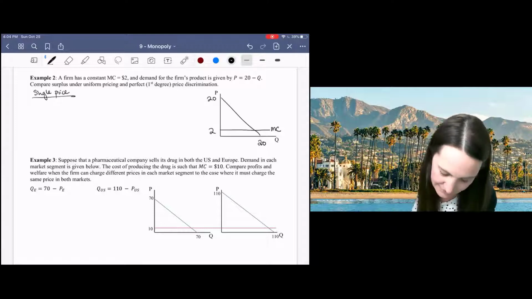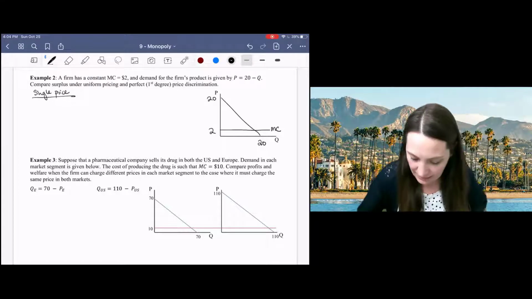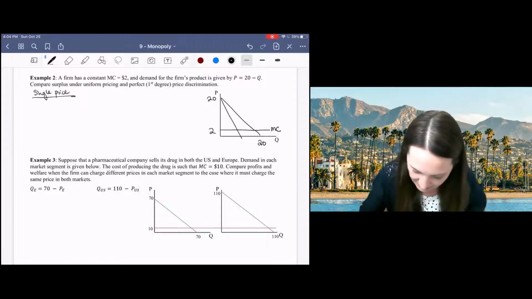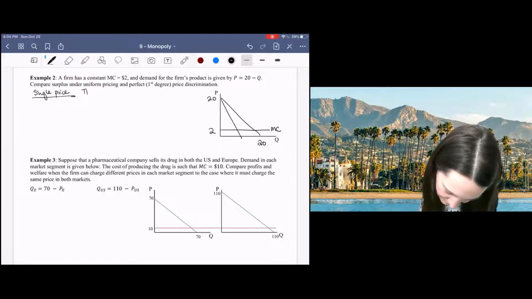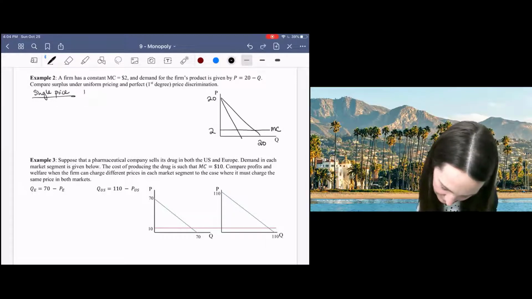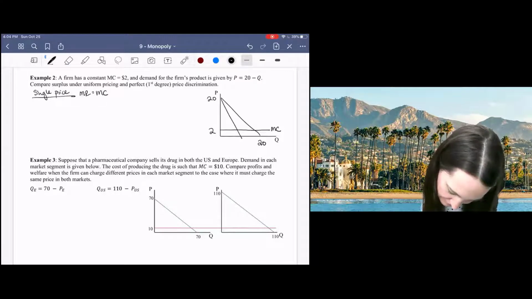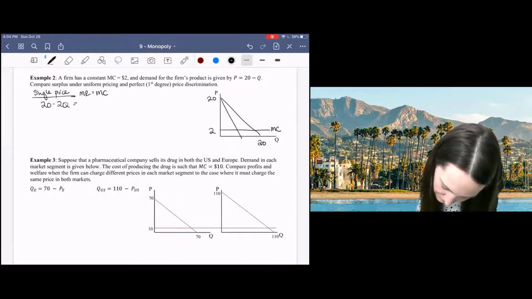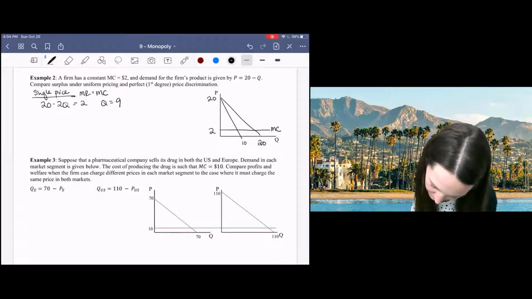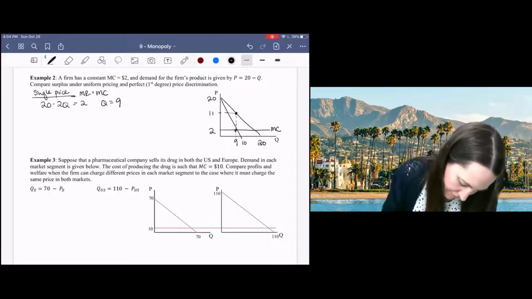If the monopoly can set a single price, then they will maximize profit by setting marginal revenue equal to marginal cost. And since we have linear demand, I know that means 20 minus 2Q is equal to 2. So Q will be equal to 9. And P will be equal to 11.